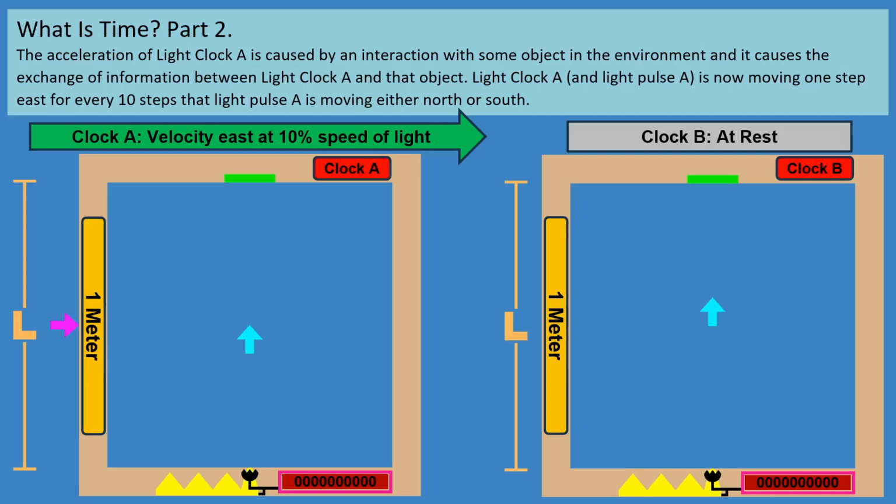Light clock A is now moving one step east for every 10 steps that light pulse A is moving either north or south. And here we see that it has an extra set of instructions, just one step east. And clock B doesn't have that. And so now we continue the rest of this one process north, and we had 10 steps north and 1 step east. Clock B just had 10 steps north, and now it's already turned around.